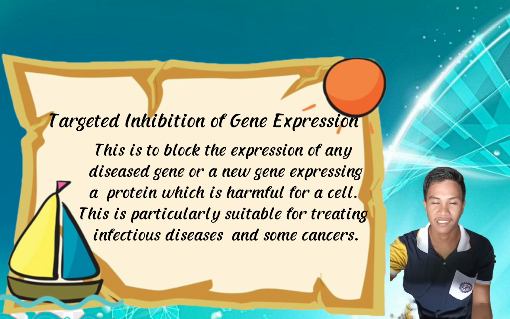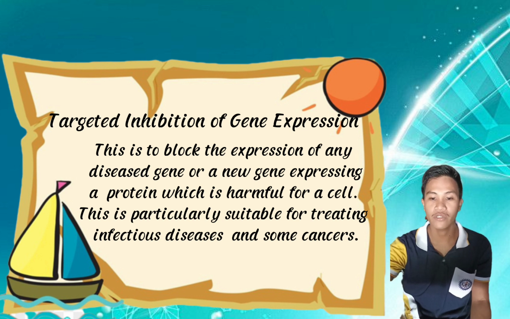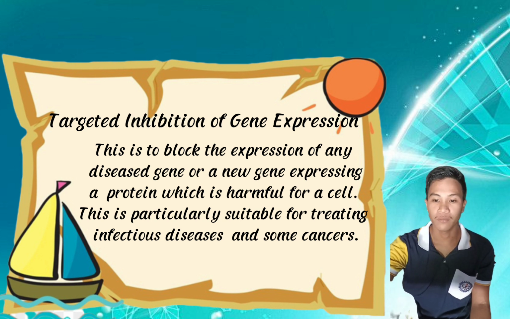So, now letter C, targeted inhibition of gene expression. Okay? This is to block expression of any disease gene or a new gene expressing a protein which is harmful for a cell. This is particularly suitable for treating infectious disease and some cancers. Okay. It's also called gene silencing. In cases where the addition of a functional gene does not resolve the disease phenotype, gene silencing therapy may be used to shut down or silence the expression of an abnormal gene.